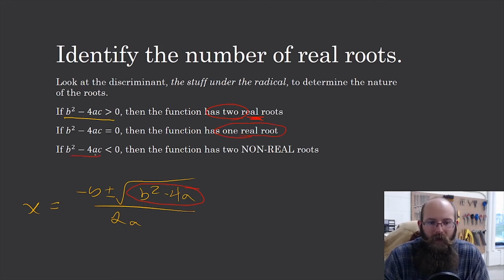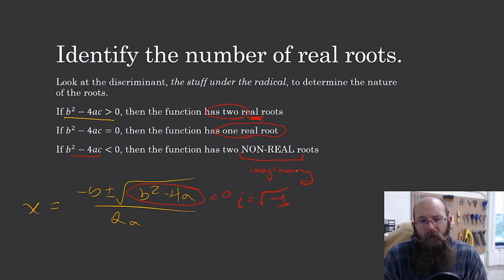But now, if all of that ends up being less than 0, that would mean I'm taking the square root of a negative number. Taking the square root of a negative number gives me non-real or imaginary roots. I'm going to have i's involved because remember, i equals the square root of negative 1. So that will be involved if all of this ends up being less than 0. Let's go do some examples.